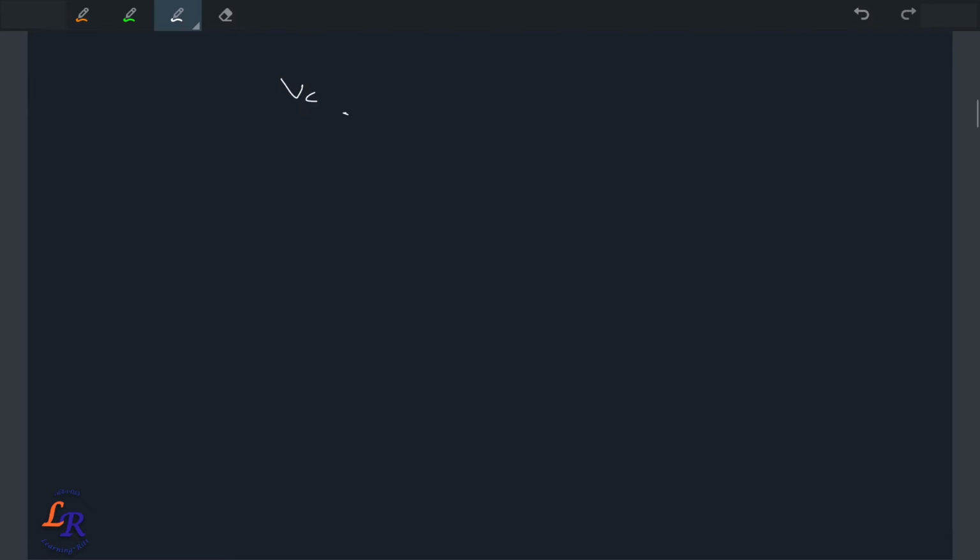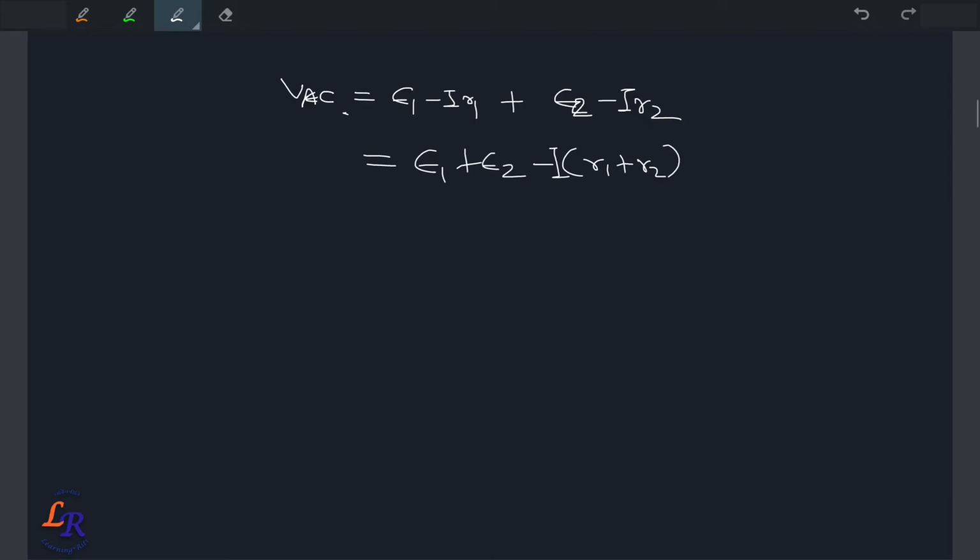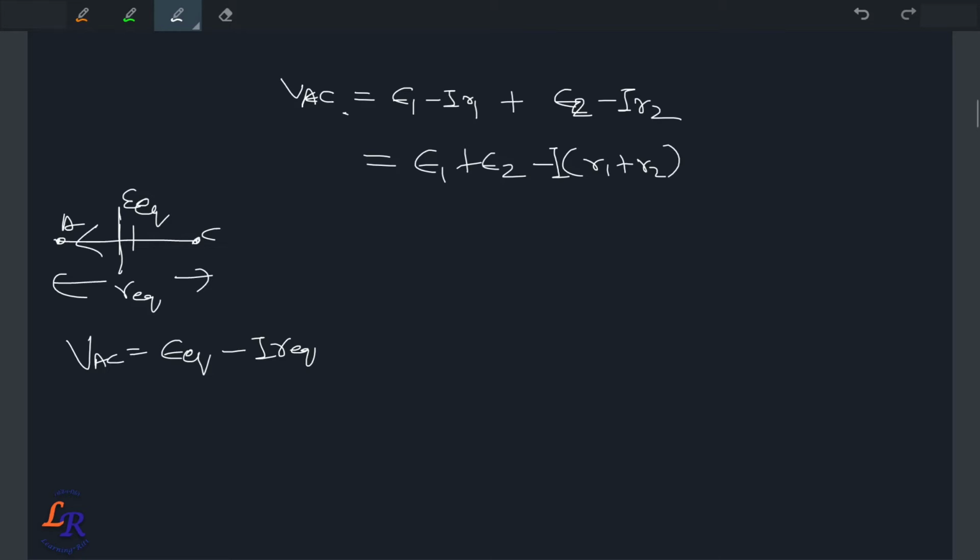VAC equal to epsilon 1 minus IR1 plus epsilon 2 minus IR2, right? So you just slightly arrange, and you can have epsilon 1 plus epsilon 2 minus I(R1 plus R2), right? Now between A and C, if you want to have an equivalent epsilon and R equivalent, you can write an equation, and the potential difference between AC is equal to epsilon equivalent minus I R equivalent if current I is flowing through it, right?